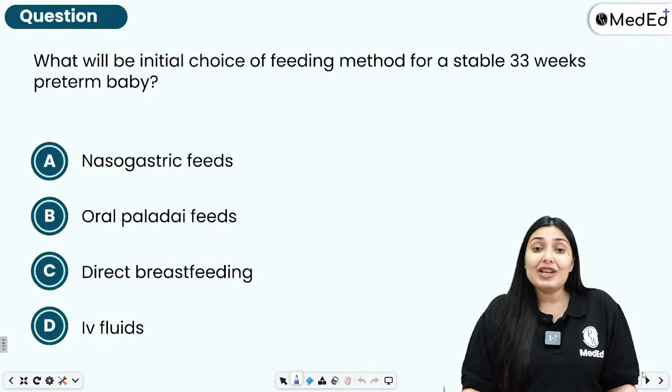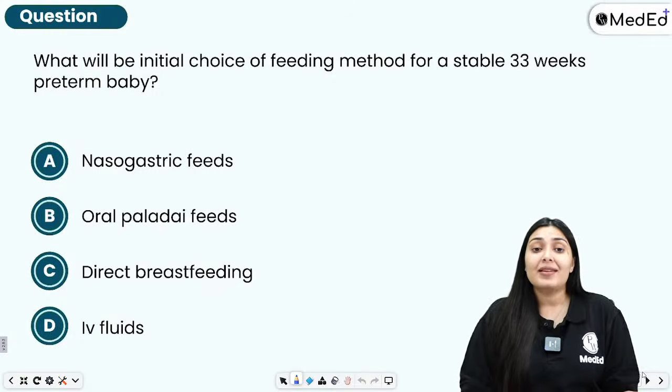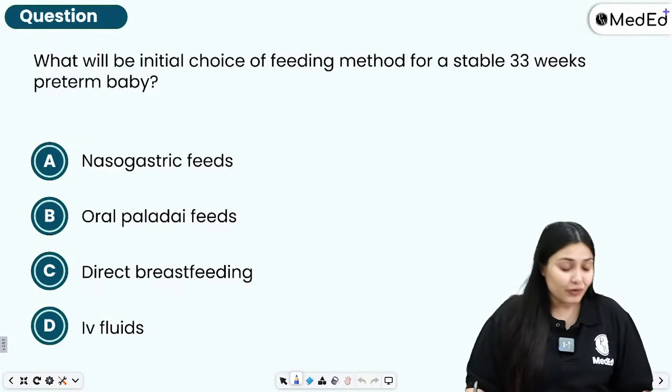What will be the initial feeding method for a stable 33 weeks preterm baby? Nasogastric feeds, oral paladai feeds, direct breastfeeding, or IV fluids? What do you think would be the correct answer over here?